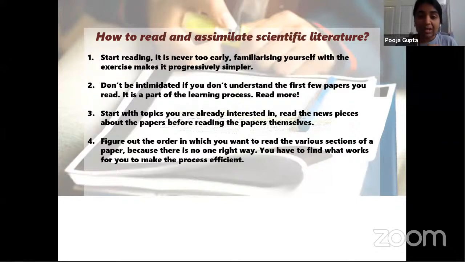This is very important. So figure out the order in which you want to read the various sections. So the anatomy of the paper that I just described, you need to find a way in which you can best read different sections of a paper and build a coherent story and understanding in your own head about what's going on. You have to find what works for you to make the process efficient. Because in research, you have to read on a daily basis. So you're reading a lot, you're reading all the time. So you can't have an inefficient reading process.